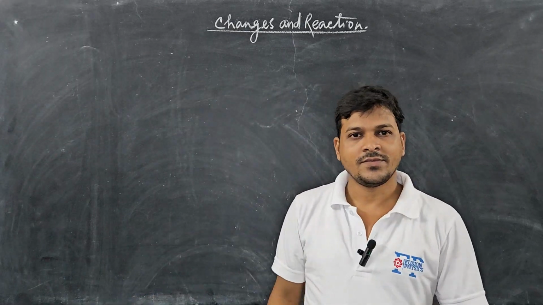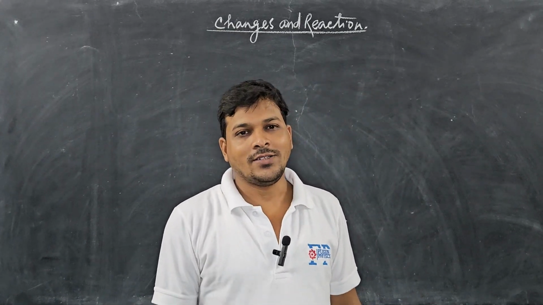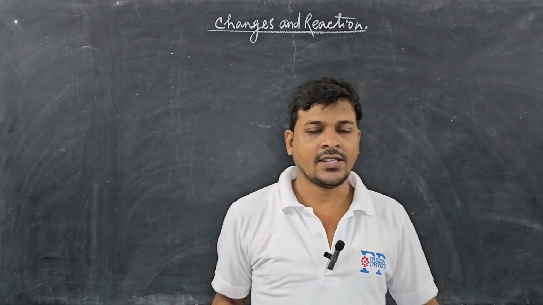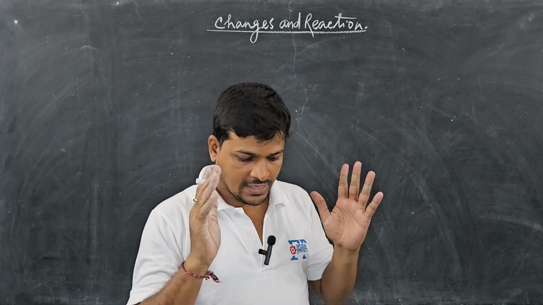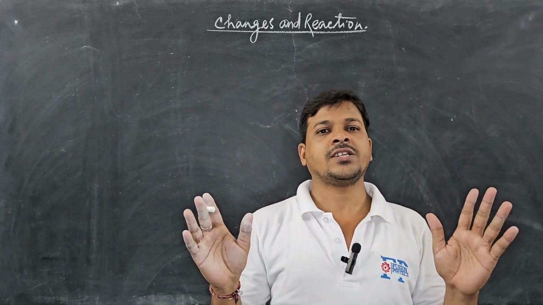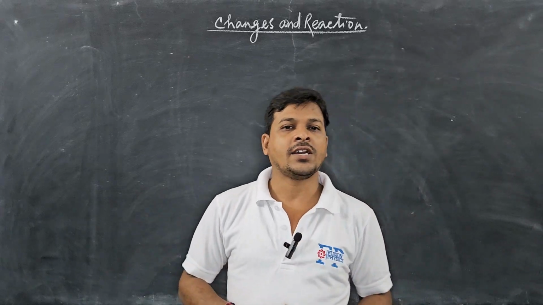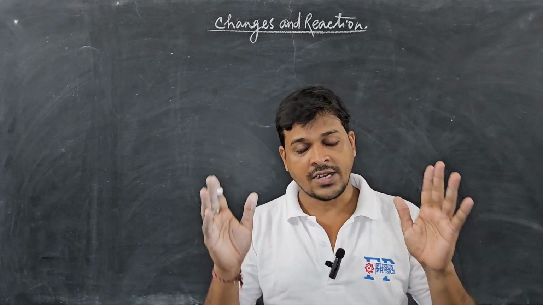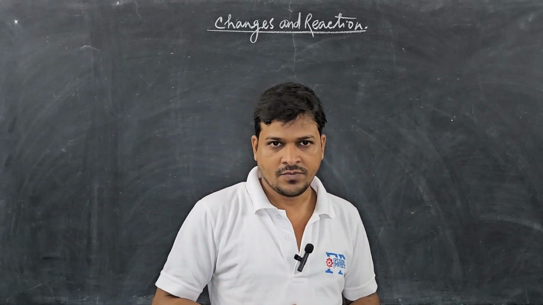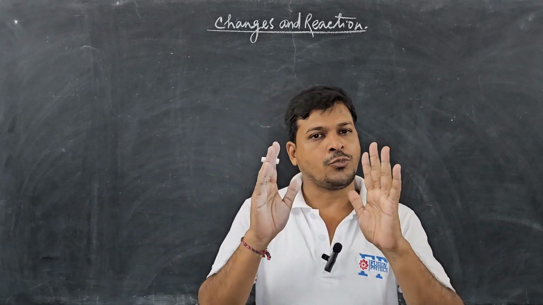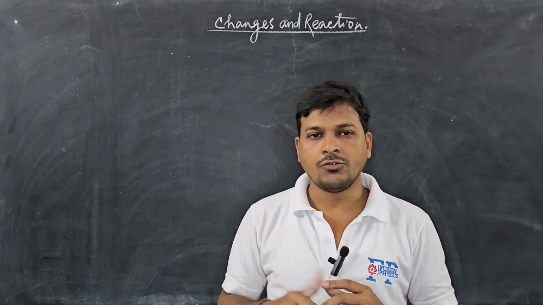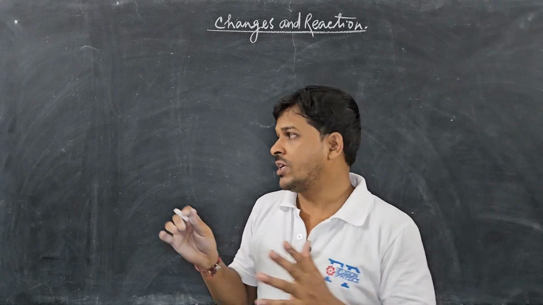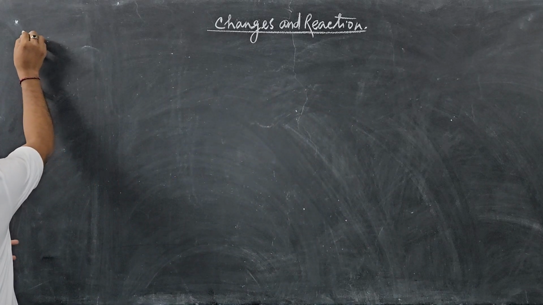Hi friends, today we are going to learn another part of changes and reactions. In the last video we learned that a chemical change can be represented with the help of symbols and chemical formulas; that is called a chemical reaction, and it has two parts: reactant and product. In the last video we learned up to this. Now we are going to learn the other types of changes, depending on some other properties.